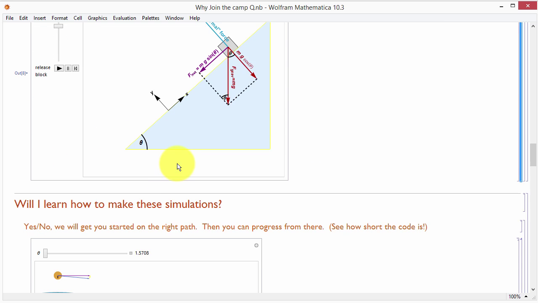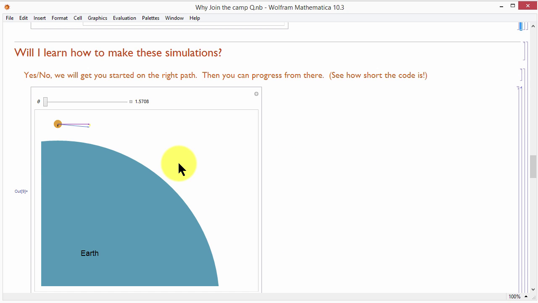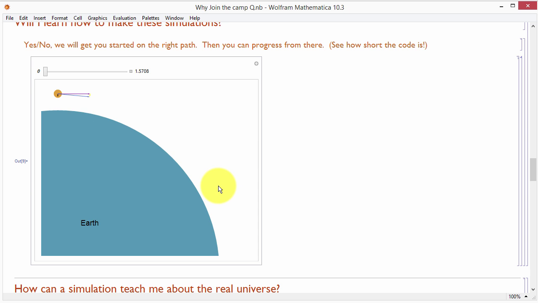There comes the next question. Will I learn how to make these simulations? The answer is yes and no. As you saw here, this is quite complicated and takes a lot of understanding of programming as well as physics and mathematics. However, we can get you started in the right direction. So let me show you this one here.